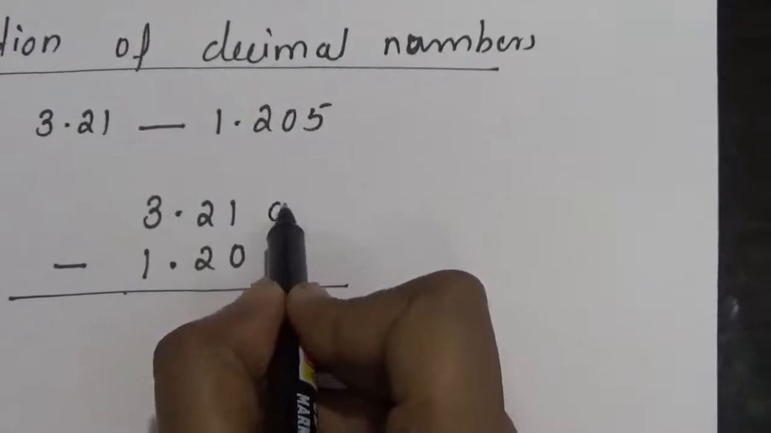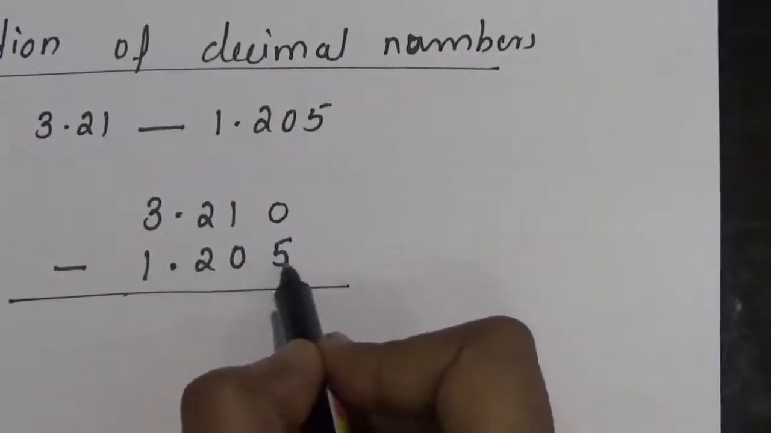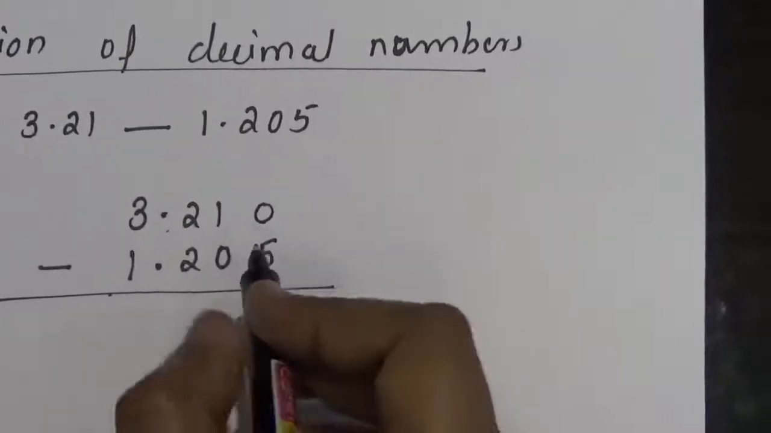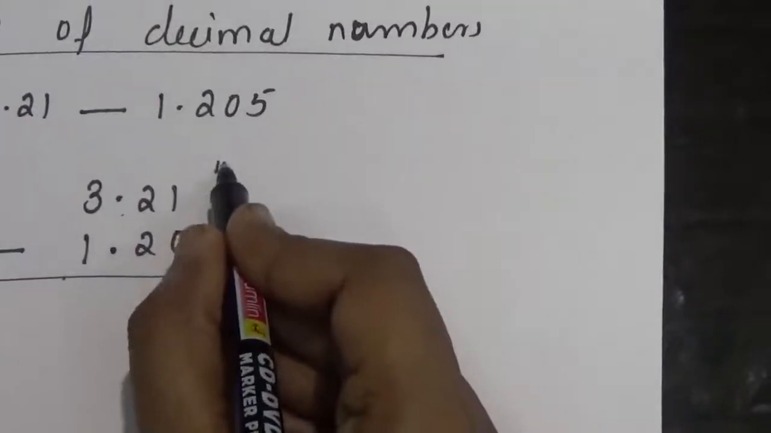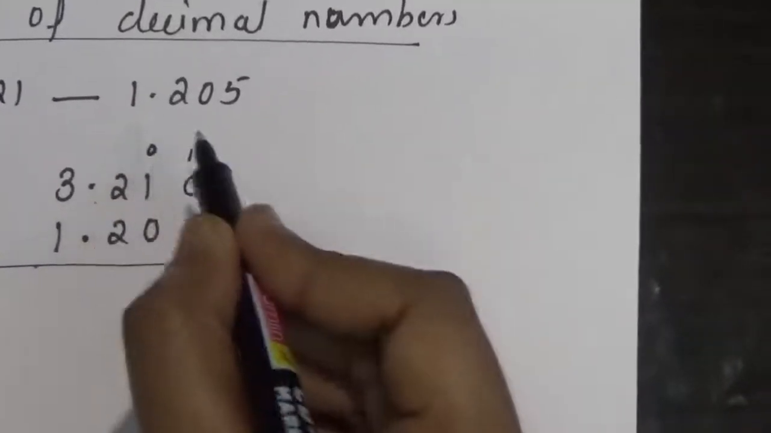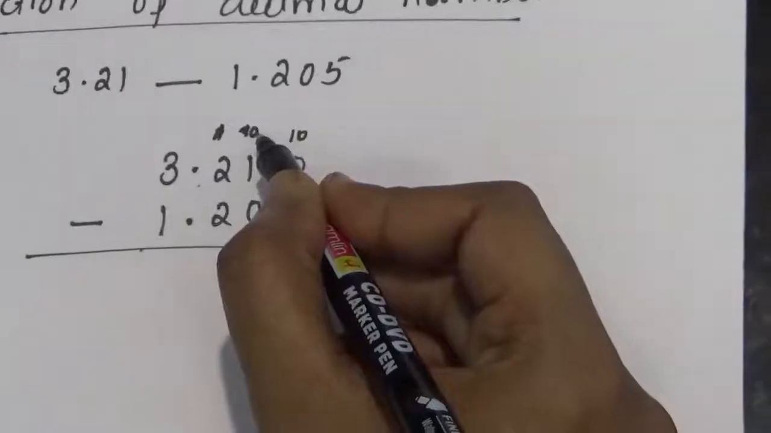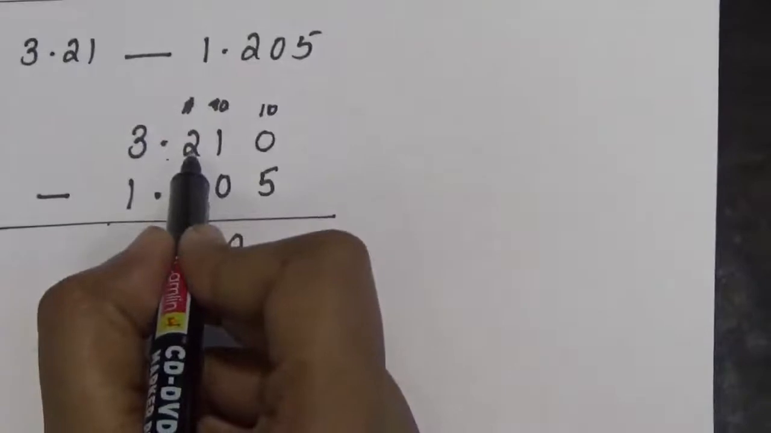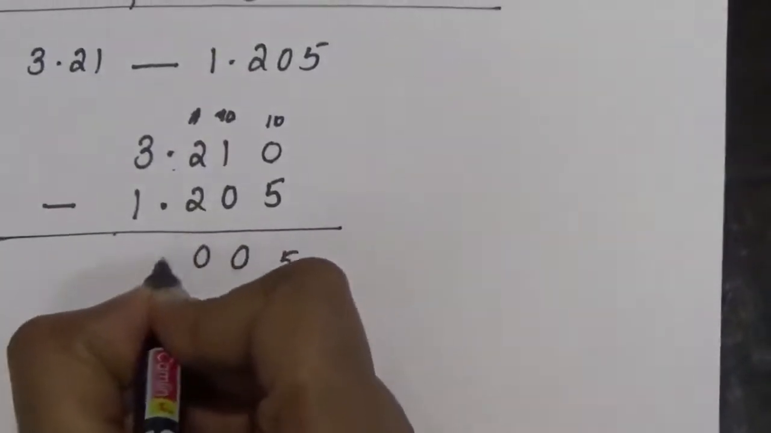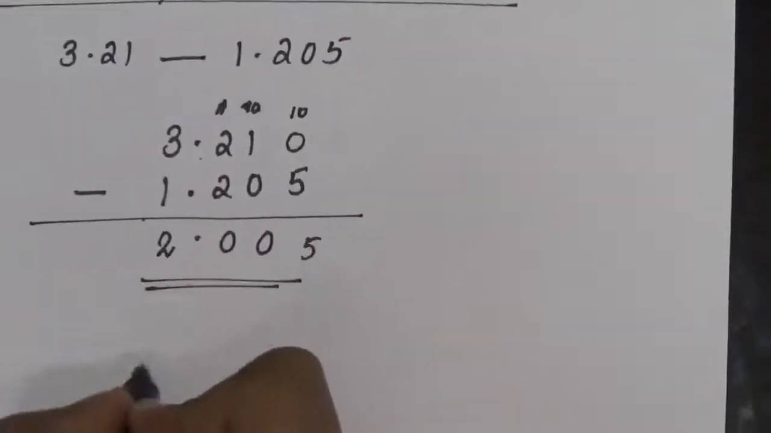Now subtract 1.205 from 3.210, the normal subtraction method. So what do you get? Here we write 10, here we have 0. So 10 minus 5 is 5. Here we have 0, 0 minus 0 is 0. Now here we have 2, 2 minus 2 is 0, 3 minus 1 is 2. So the answer is 2.005.